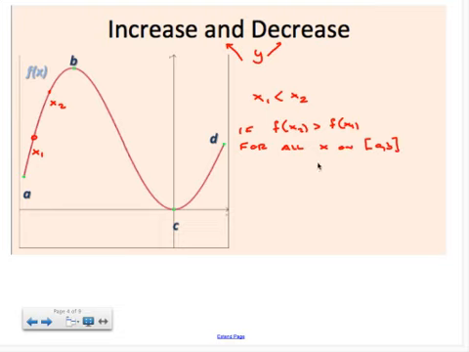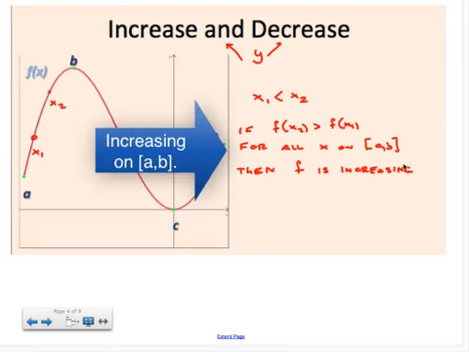These are x values, okay? Then we say f is increasing. What that means is as the x values get bigger, the y values also get bigger. And that's true for every x value in this interval, or every pair of x values in this interval.